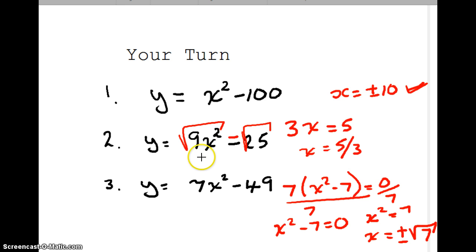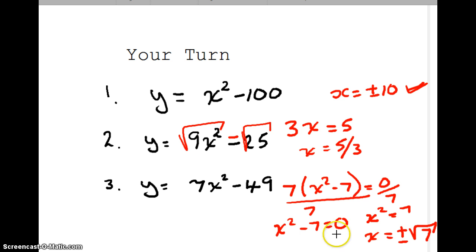This one you can see we took the square root of the 9x squared and got 3x, the square root of the 25 and got 5. And then we finished up by solving for x by dividing by 3 on both sides. This we took out the GCF. So that was 7, and then x squared minus 7. We divided 7 by both sides, and we're left with x squared minus 7 equals 0.